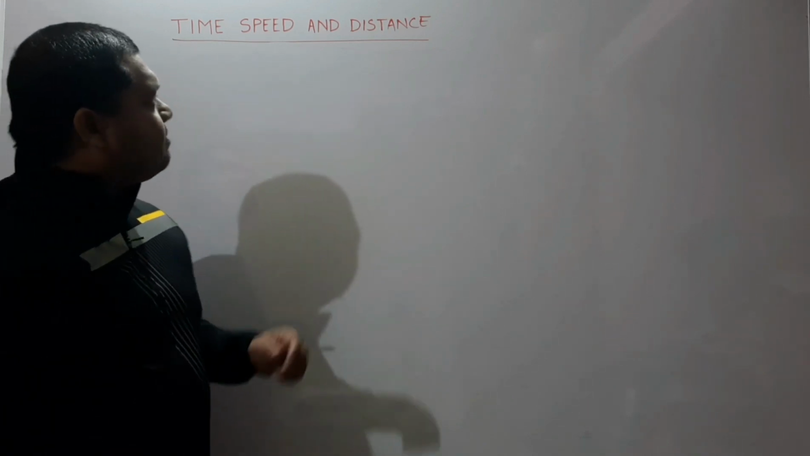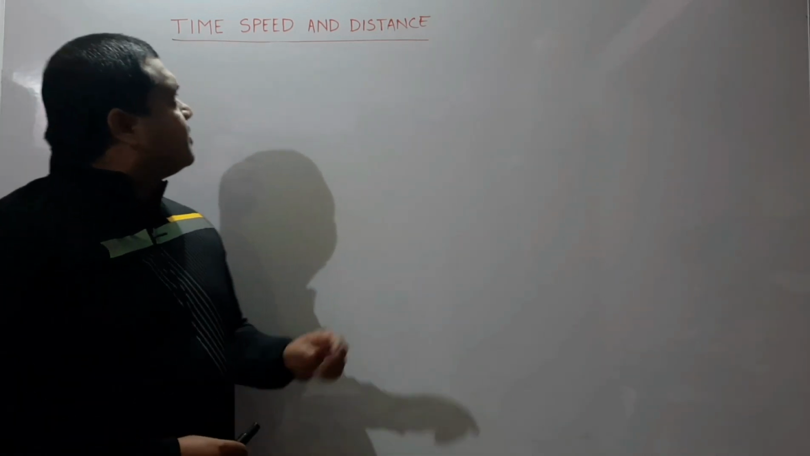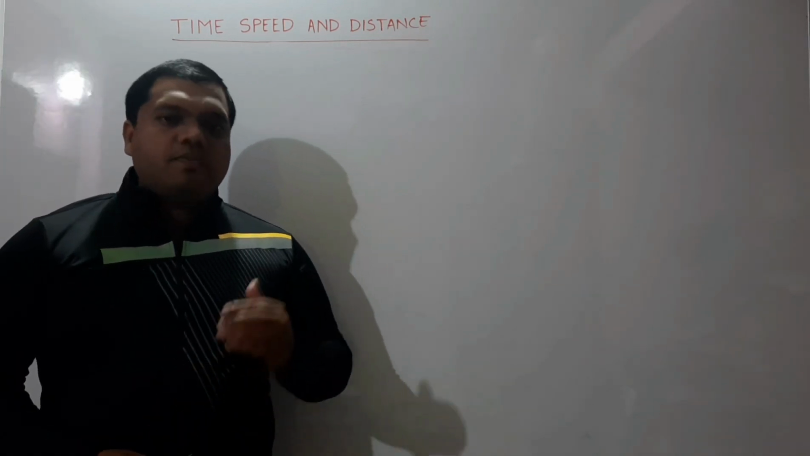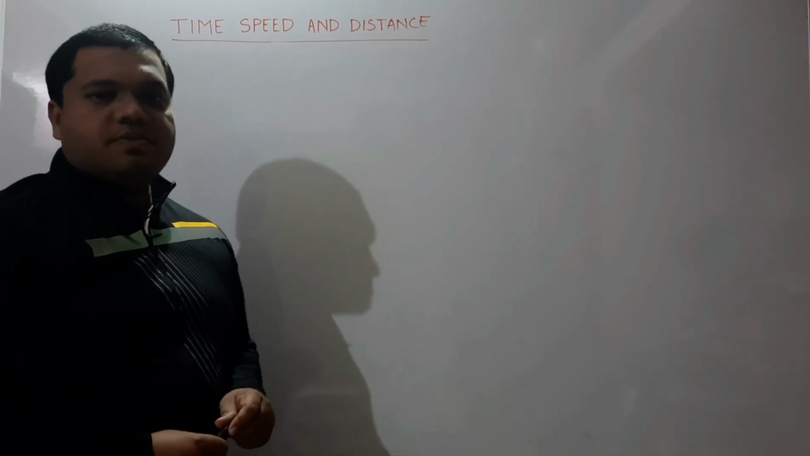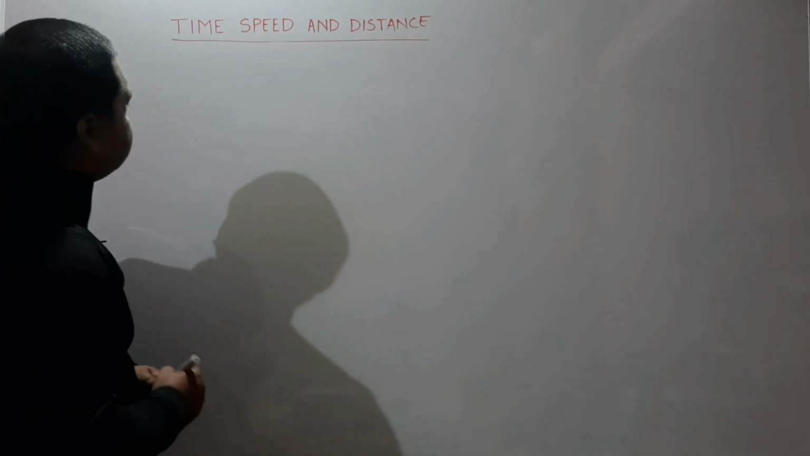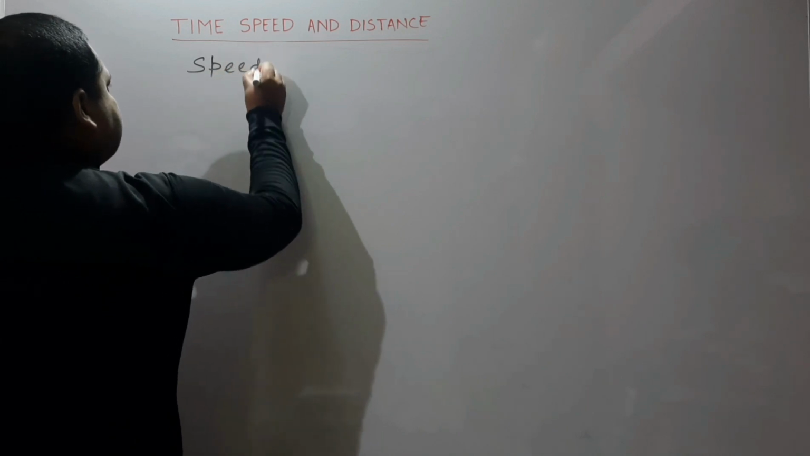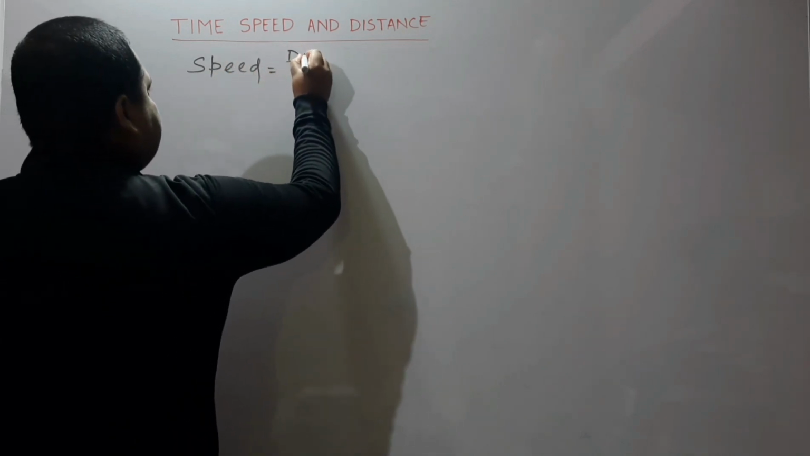Today we will discuss time, speed and distance. What do you mean by speed? Speed is defined as the magnitude of change of position of an object per unit time. Mathematically, speed is equal to distance divided by time.